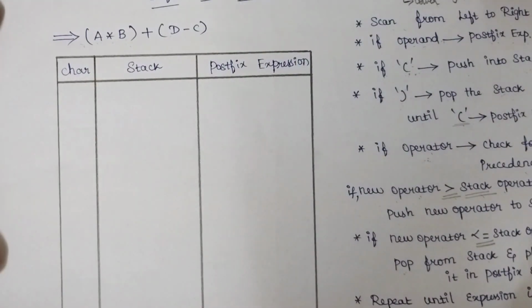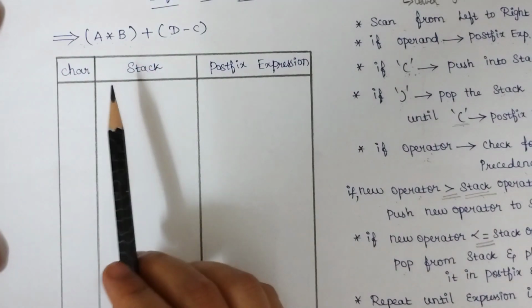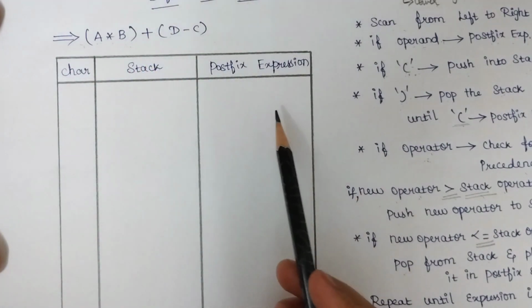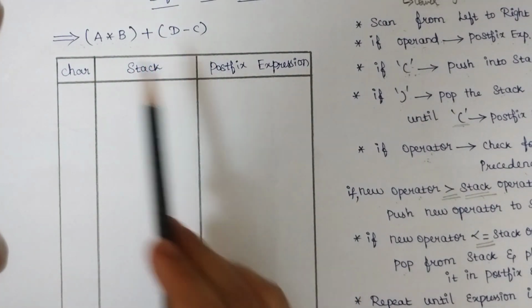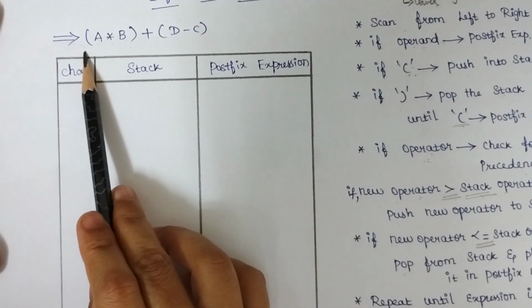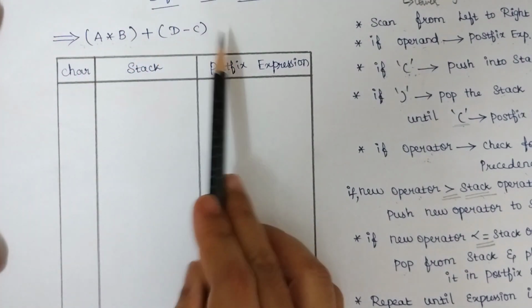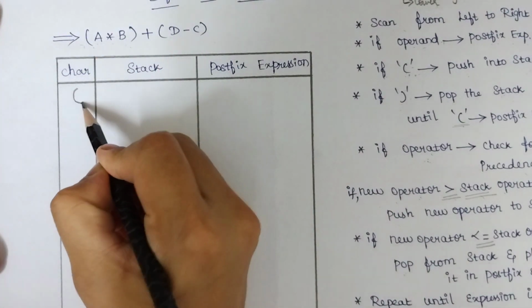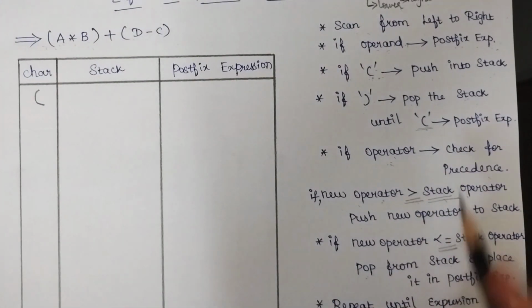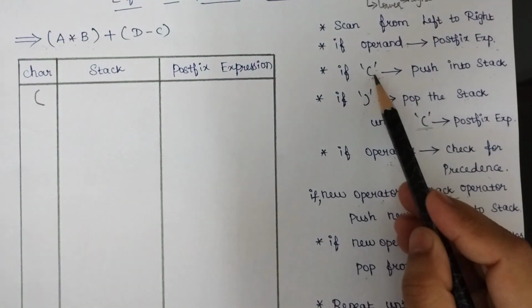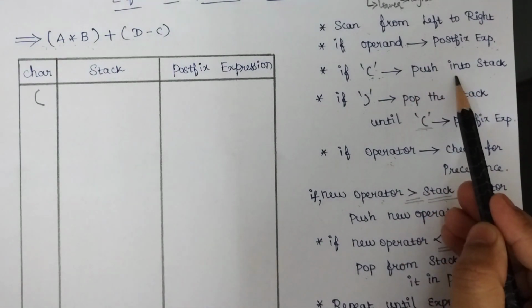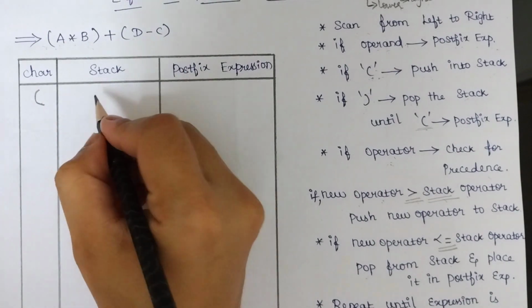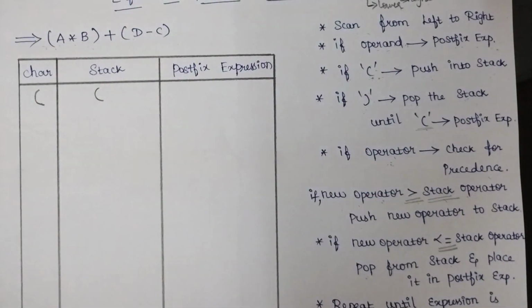Now let's consider an example here, and we'll try to convert this infix expression to a postfix expression. What is our first rule? We need to scan the given infix expression from left to right, character by character. My first character here is an open bracket. What is the rule for an open parenthesis? We need to push that into the stack. So here I'm directly pushing this open parenthesis into the stack.